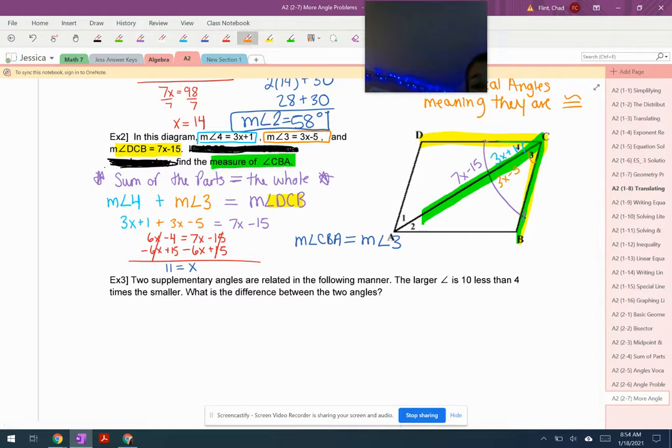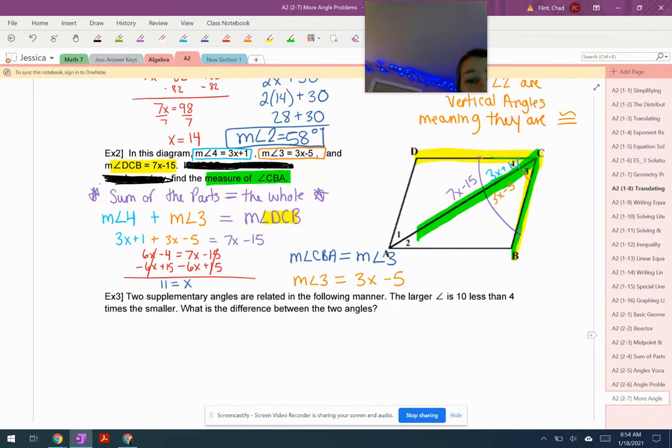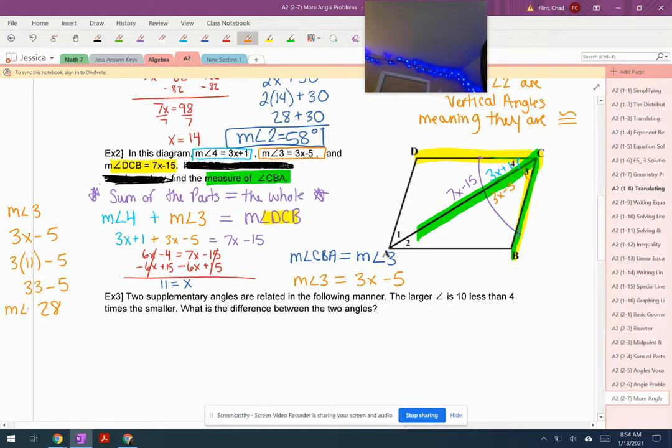So if I know the measure of angle 3 is equal to 3x minus 5, I can now do that, now that I know that x is 11, I'm going to do that over here. Measure of angle 3, 3x minus 5, 3 in for x goes 11, 33 minus 5 is 30 minus 2, which is 28. So the measure of angle 3 is equal to 28 degrees.